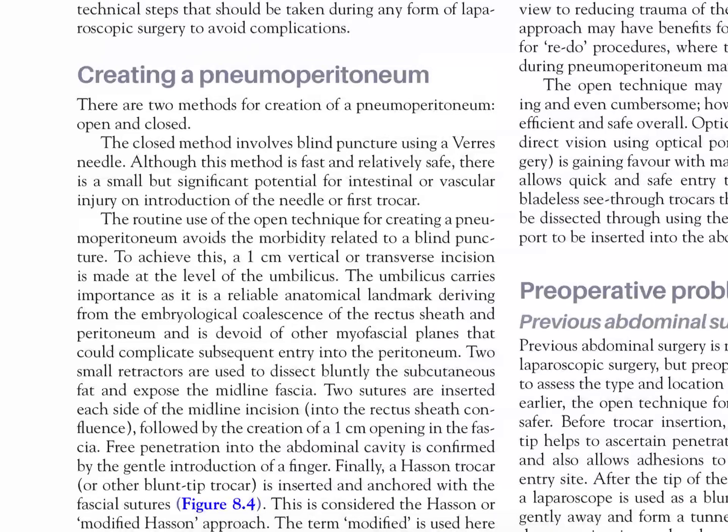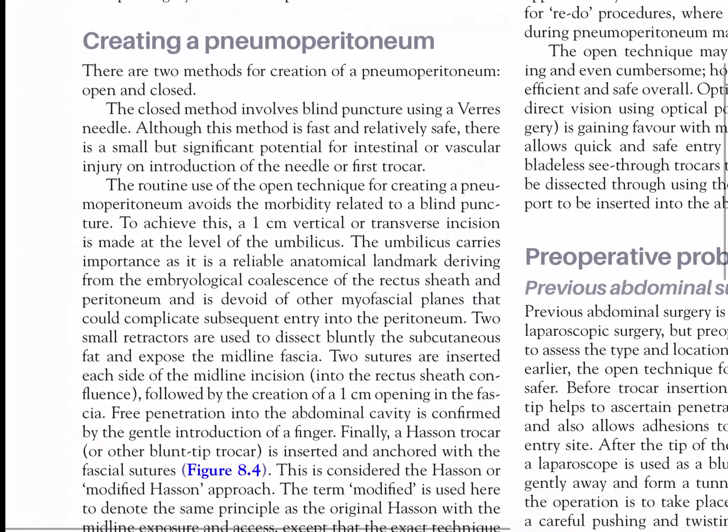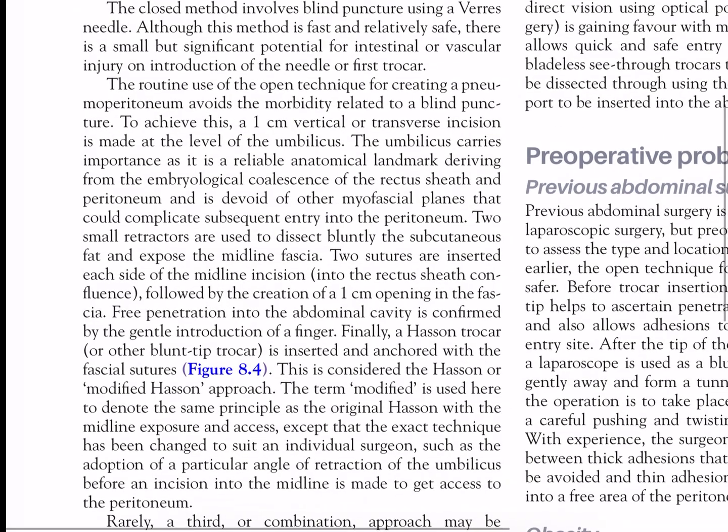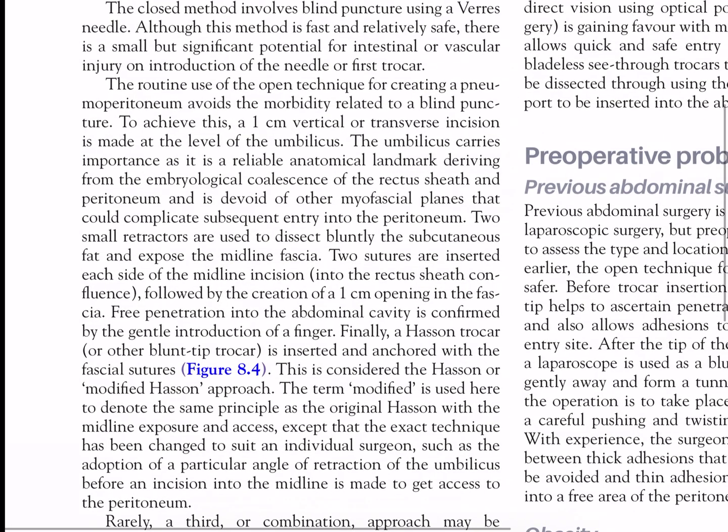The routine use of the open technique for creating a pneumoperitoneum avoids the morbidity related to a blind puncture. To achieve this, a 1 cm vertical or transverse incision is made at the level of the umbilicus. The umbilicus carries importance as it is a reliable anatomical landmark deriving from the embryological coalescence of the rectus sheath and peritoneum and is devoid of other myofascial planes that could complicate subsequent entry into the peritoneum.